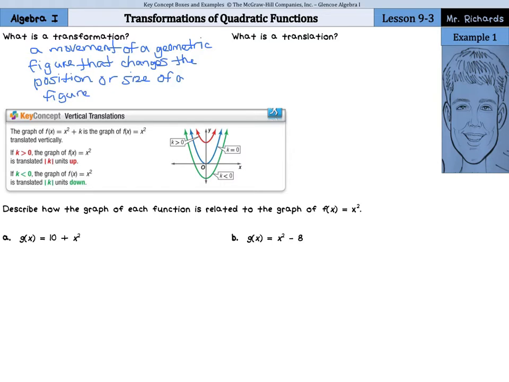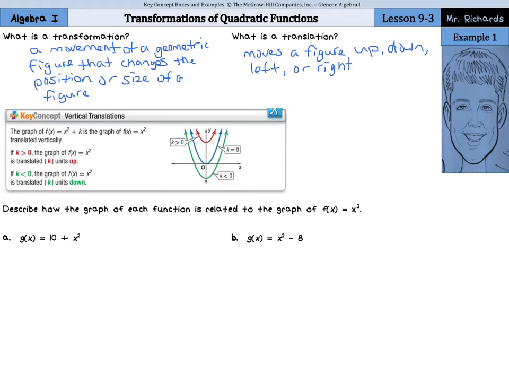And a translation moves a figure up, down, left, or right. It does not change the size or turn the figure either. It just moves and slides the figure up, down, left, or right.